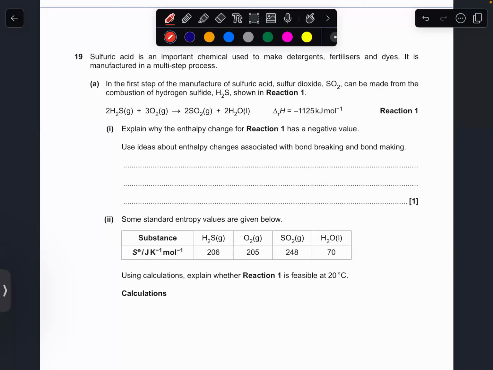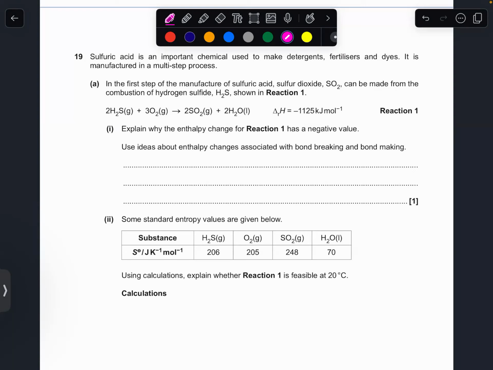We'll be looking at question 19 from the June 2019 paper. In this question, it's talking about industrial processes. Sulfuric acid is an important chemical used to make detergents, fertilizers, and dyes. It is manufactured in a multi-step process.